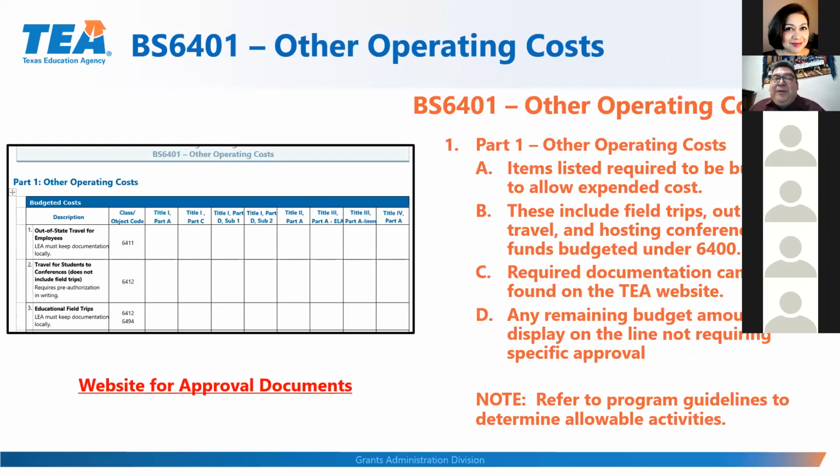6400 is your other operating costs. The items we see here primarily are usually out-of-state travel, travel for students or conferences, and educational field trips, which are some of the ones that require specific approval. You would just put in the dollar amounts. The majority of these do not require you to attach any documentation. You do have to maintain it locally. Just to let you know, there are some that say that requires pre-authorization in writing.